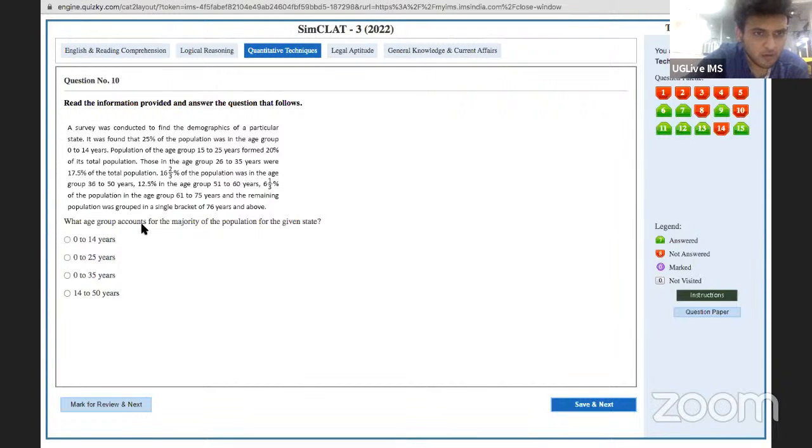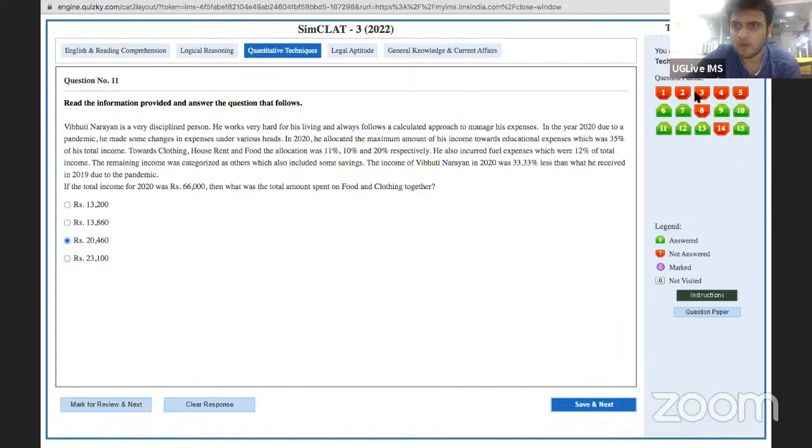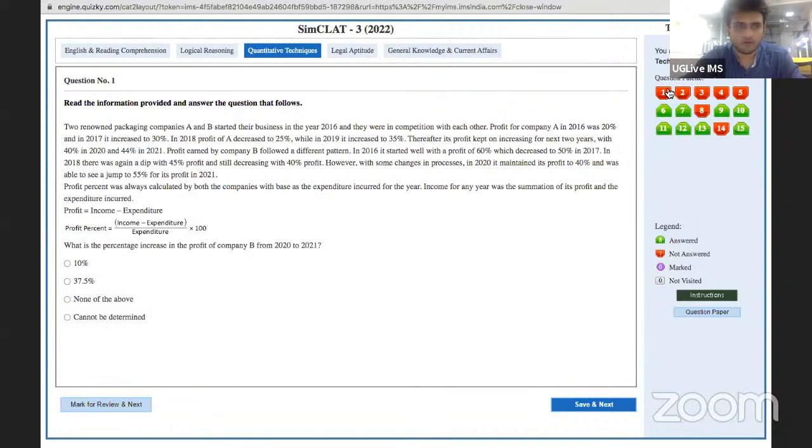What age group accounts for majority of the population for the given state? Which age group? This has to be 25%. ठीक है. और तो कुछ नहीं दिख रहा है. 25% मतलब 0 to 14 years, right? A. ठीक है. बढ़िया. तो ये हो गया मेरा and I am already 3 minutes down. ठीक है. तो मैं मैथ जो है एकदम अब एंड में करने वाला हूँ क्योंकि इतना टाइम है नहीं मेरे पास. और I think I've not done that well in mathematics.